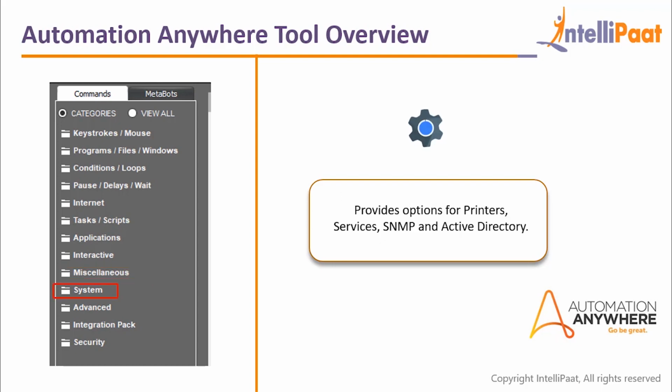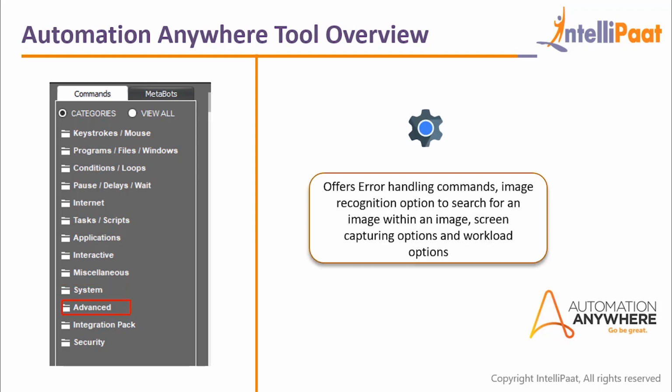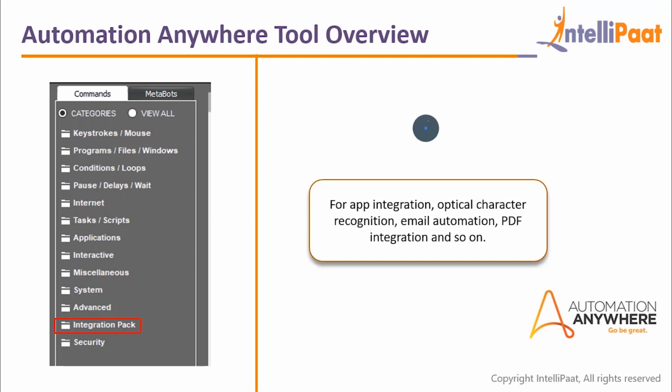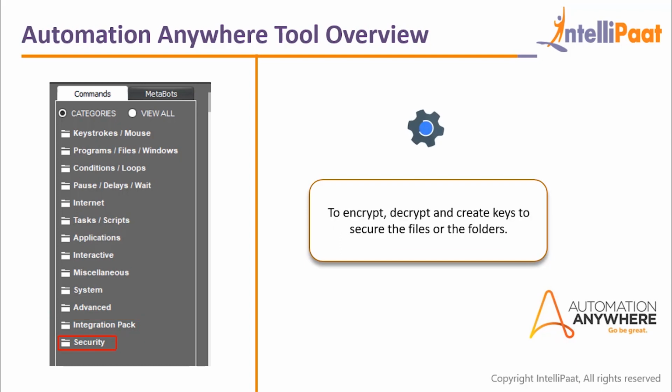System provides options for printers, services, SNMP, and Active Directory. Advanced offers error handling commands, an image recognition option to search for an image within an image, screen capturing options, and workload options. Integration pack is for app integration, OCR, that's optical character recognition, email automation, PDF integration, and many more. Security is to encrypt, decrypt, and even create keys to secure the files or the folders.